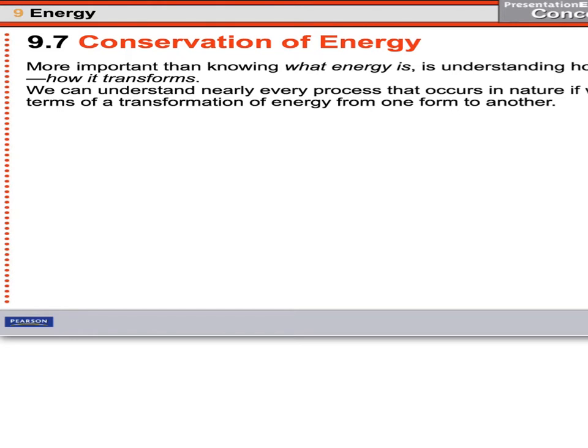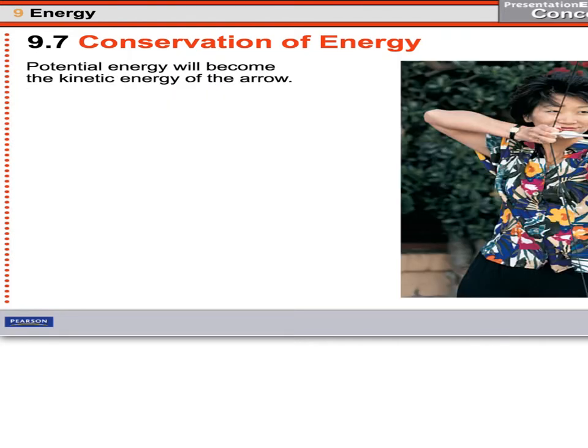More important than knowing what energy is, is understanding how it behaves, how it transforms. We can understand nearly every process that occurs in nature if we analyze it in terms of transformation of energy from one form to another. Potential energy will become the kinetic energy of the arrow. Pull it back, you have potential energy holding the arrow in place. Once you let go, you've transferred that potential energy into kinetic energy.